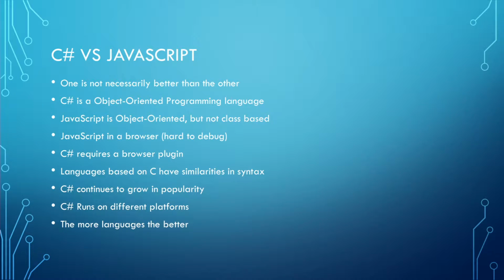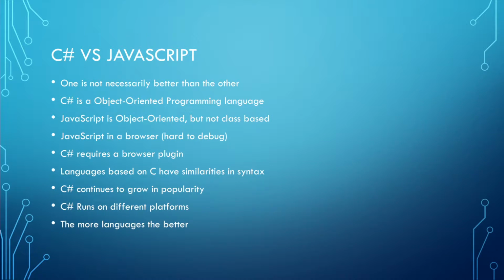So first I'd like to start off by saying that one language is not necessarily better than the other. You're going to be learning the same structure, the same syntax, if you learn one or the other. They both are object-oriented languages, while JavaScript is not class-based, meaning that instead we would use functions rather than creating classes in C-Sharp. And although C-Sharp requires a browser plugin, JavaScript is also known to be harder to debug in the browser, which is why C-Sharp is usually recommended by most developers.